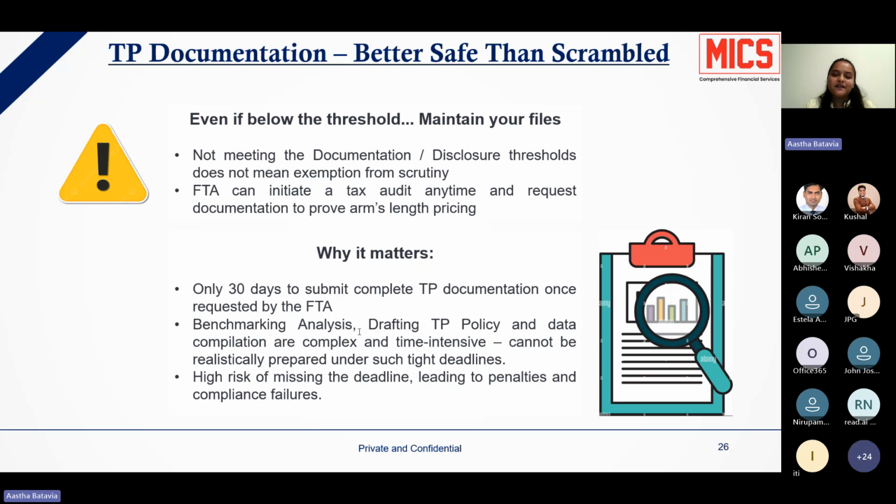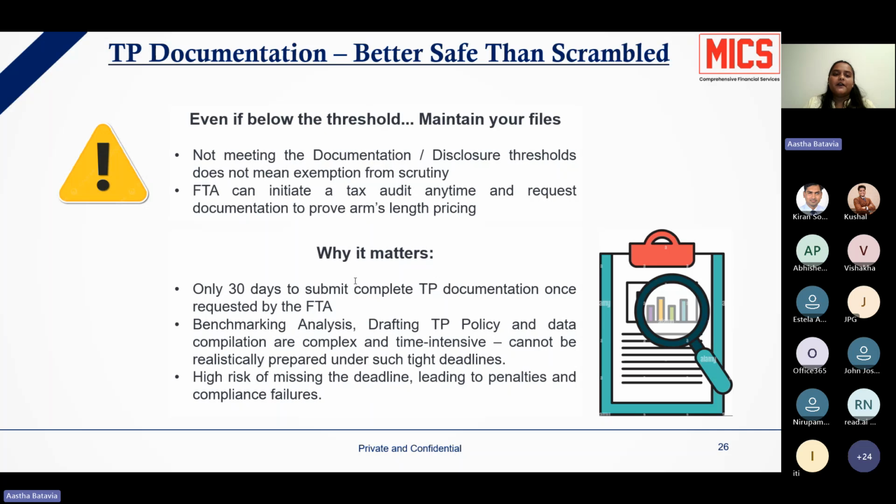Some may ask, why prepare TP documentation in advance? Can't we just prepare it when the FTA demands scrutiny, only for those transactions which are scrutinized? The answer lies in the 30-day deadline. Once the FTA initiates an audit, the clock starts ticking, and preparing robust documentation which can justify your transactions and their arm's length pricing from scratch within that time frame is unrealistic and risky.